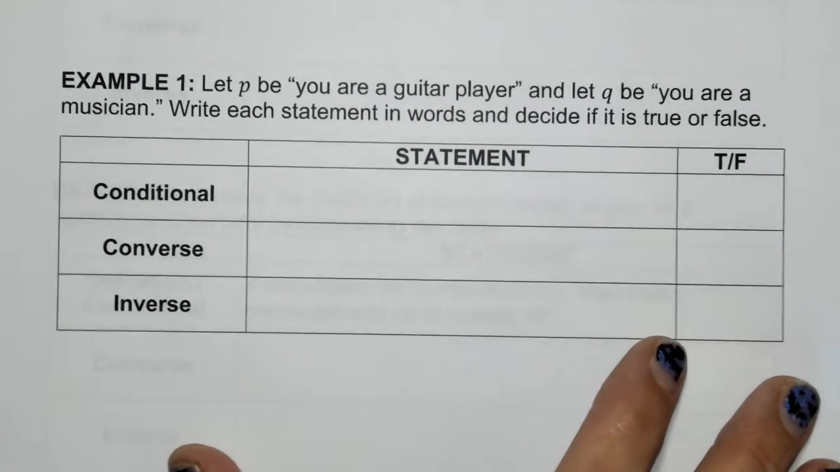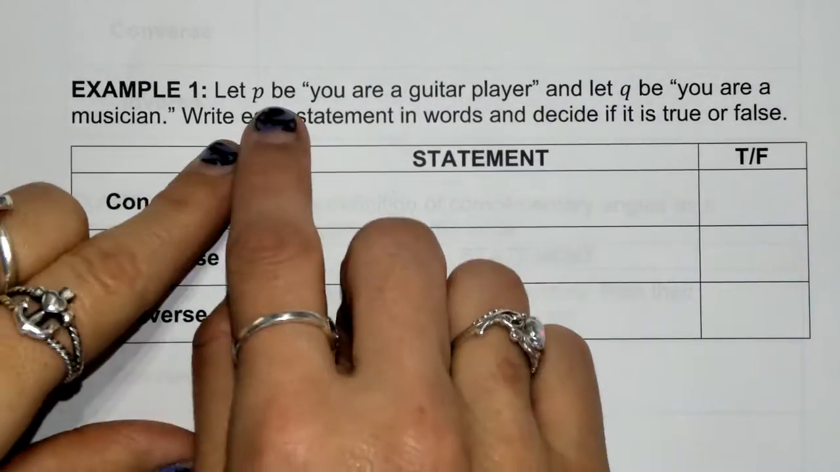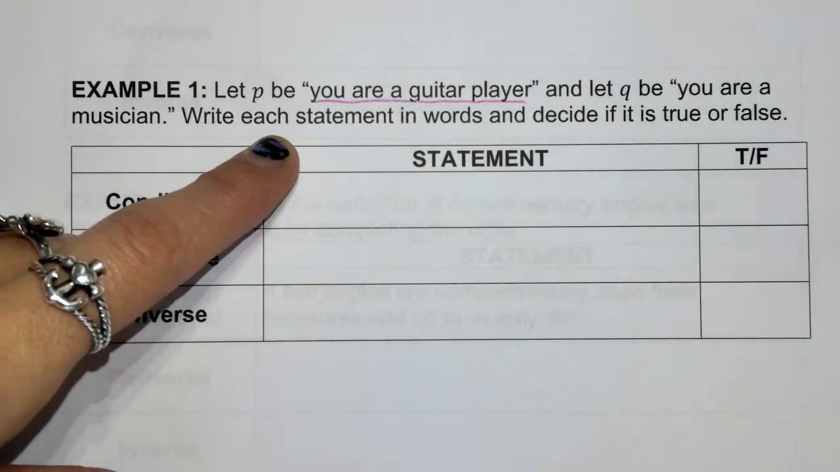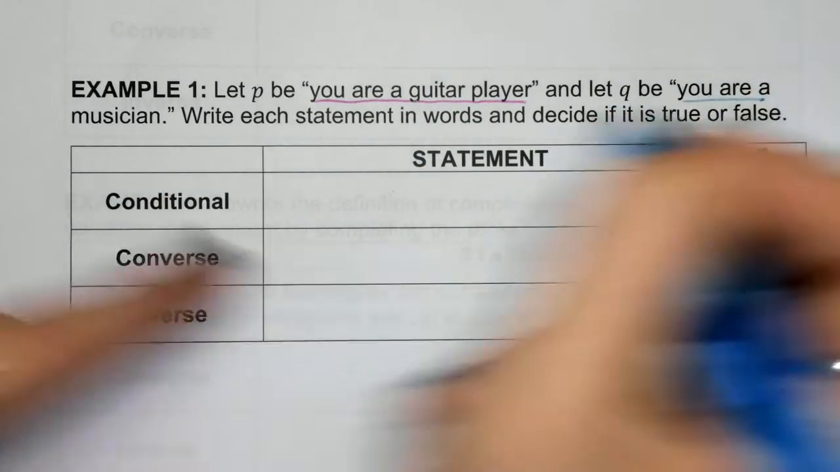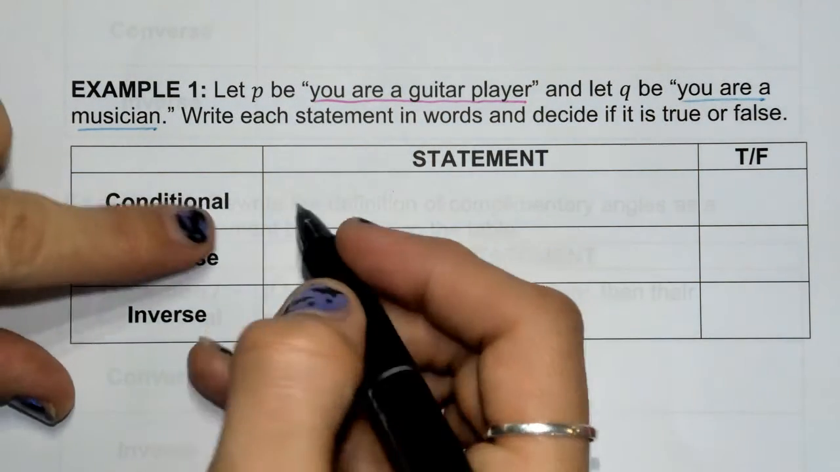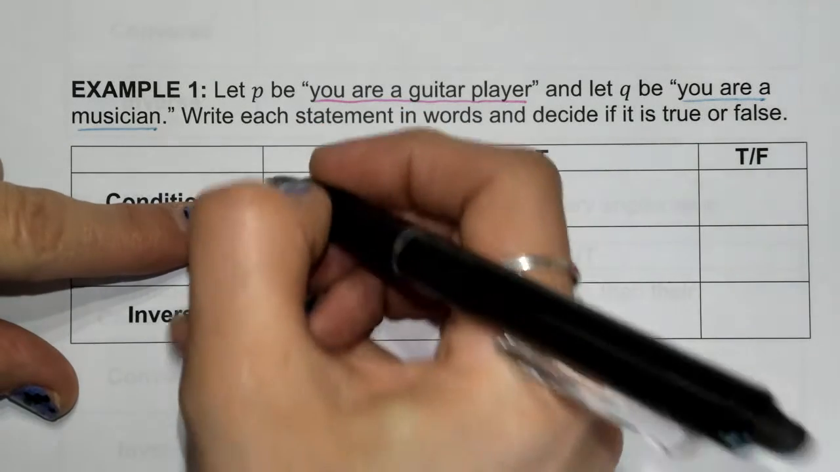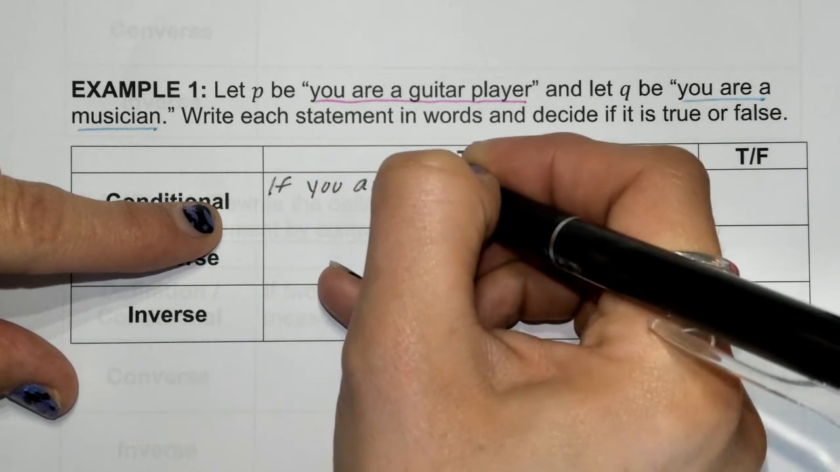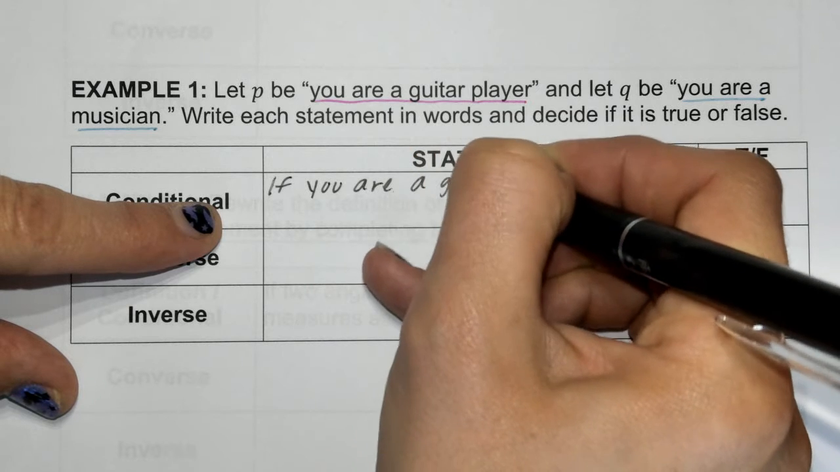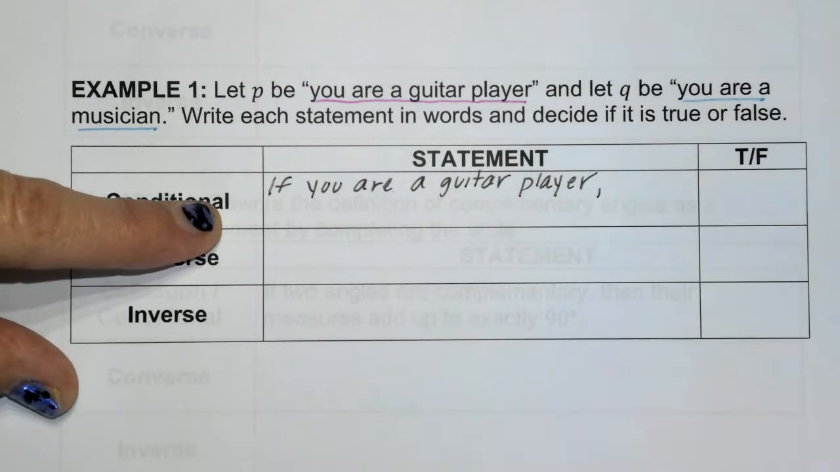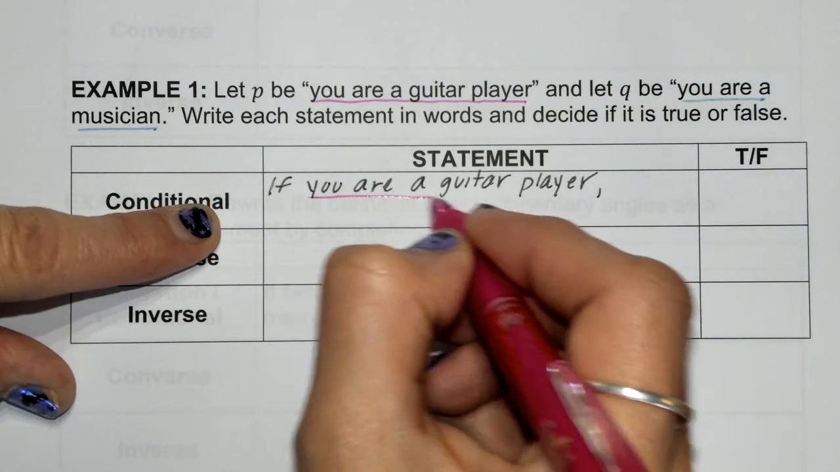So the nice thing here is they gave us P, our hypothesis, and this is where the colors come in, you are a guitar player. And they give us Q, our conclusion, you're a musician. So we don't have to take the statement and create the conditional statement. We just have to throw the words if and then in there. So your conditional statement here is if you are a guitar player. So write that in. Sorry if my handwriting's sloppy. Try and do it fast. Make sure that you do pause. You need to. If you are a guitar player, comma, okay, there's our P.